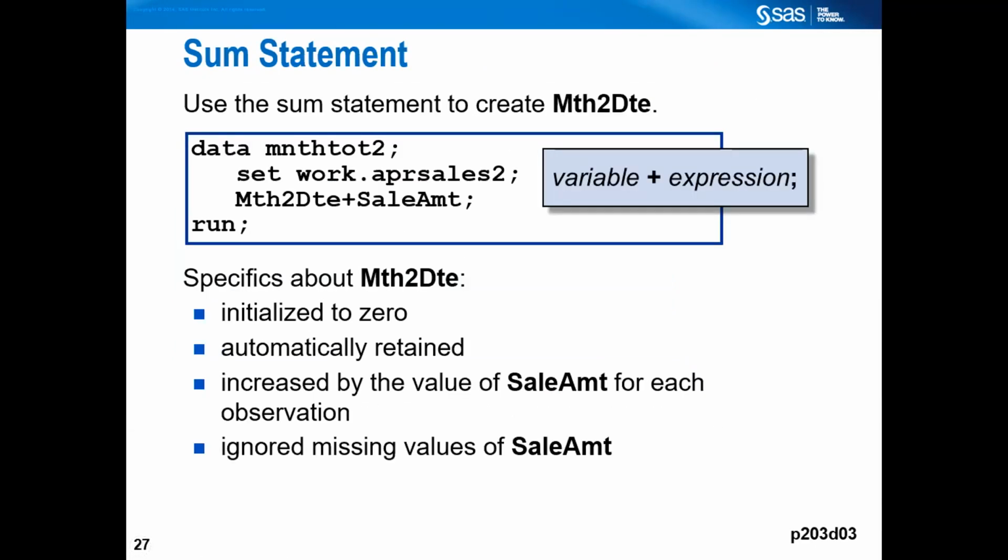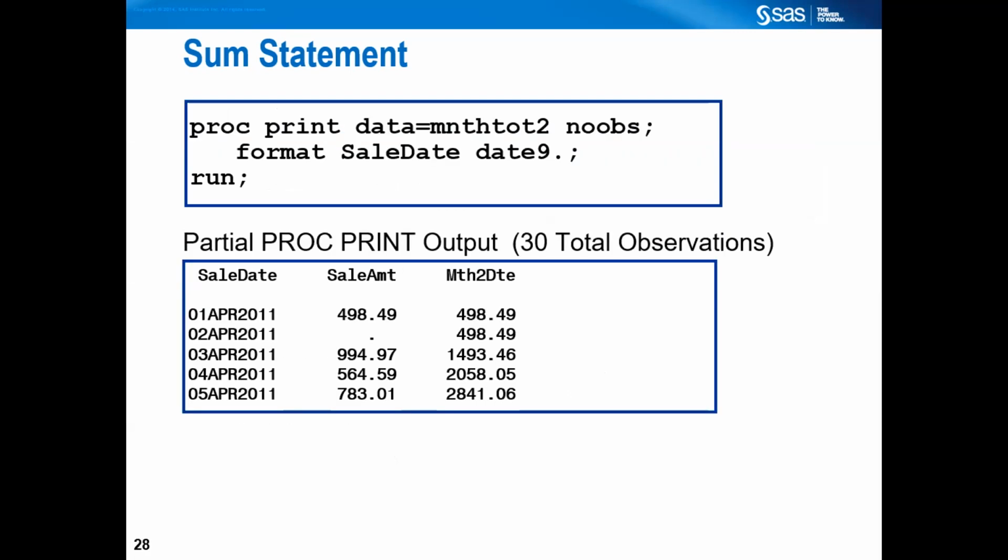So this is what a modified statement is, the sum statement. When you write a sum statement, you do not use your retain statement with an initial value. This sum statement initializes the value to 0, automatically retains your variable, increases it by the value of sale amount for each observation, and ignores the missing value. So four points in one statement. Hence, it's a modified statement, which we call the sum statement, and you get the result.